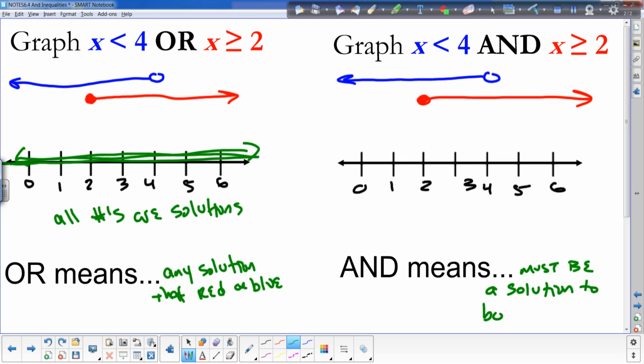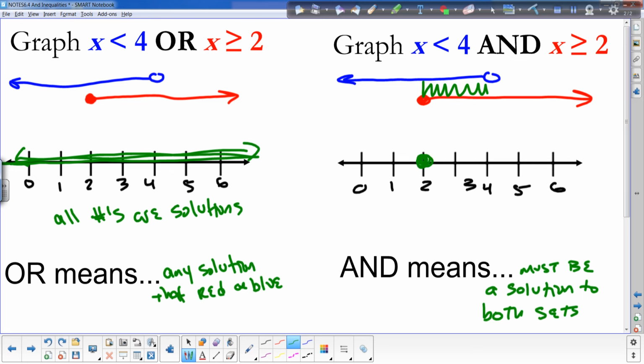To both sets. So that means it has to be red and blue. It can't just be one or the other, it has to be both at the same time. So are these numbers red and blue? No, they're just blue. These numbers over here are just red. The ones that are red and blue are the ones where they overlap, kind of right here in between.